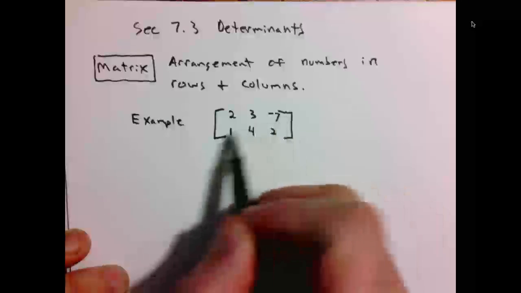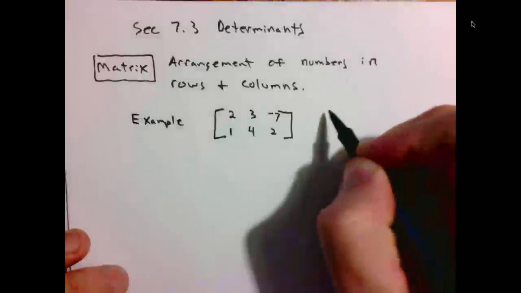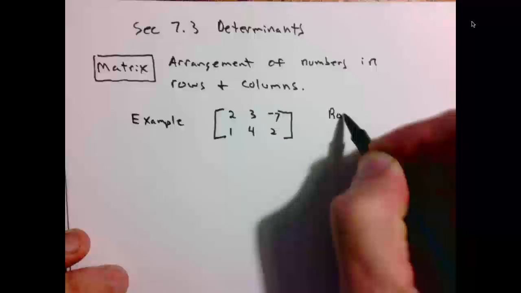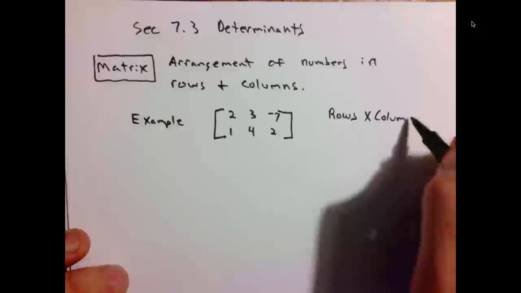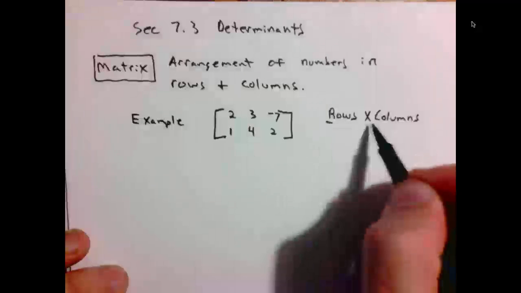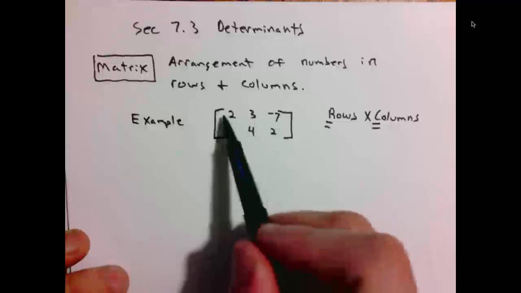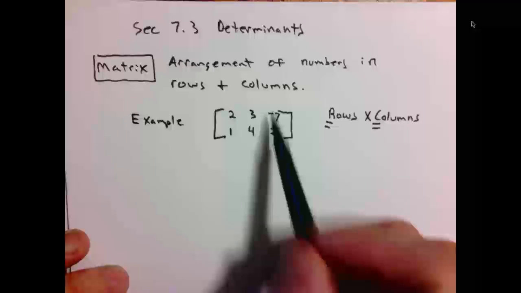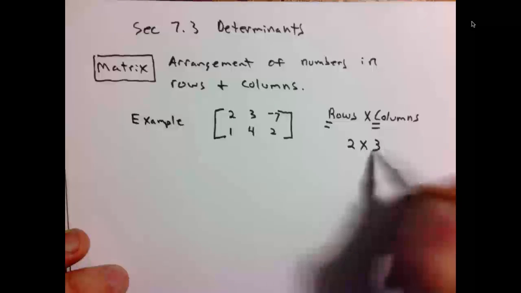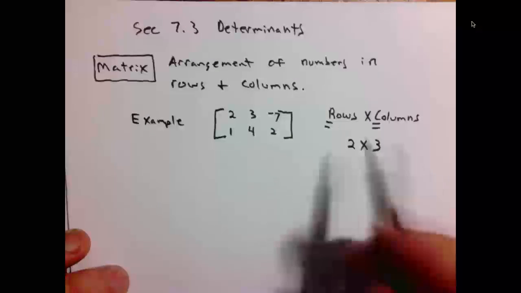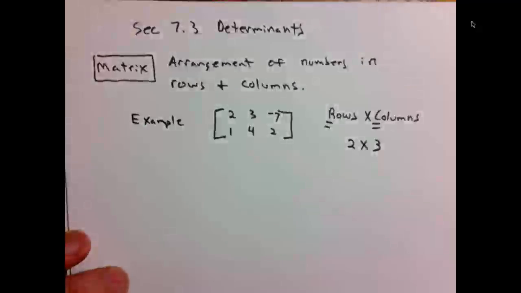Rows run horizontally and columns run vertically. We talk about a matrix in terms of their dimensions, and the dimensions are the rows by the columns. Rows by columns. RC, like RC Cola. So this matrix has 2 rows and 3 columns. Thus, we would call it a 2 by 3 matrix. 2 horizontal rows and 3 vertical columns.